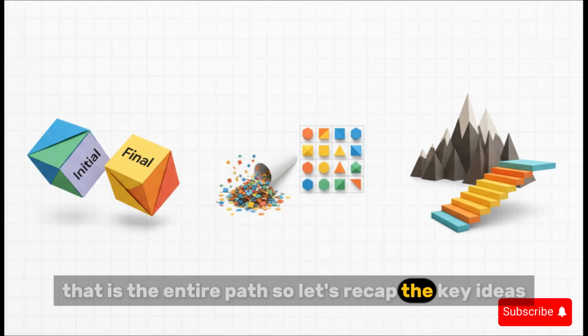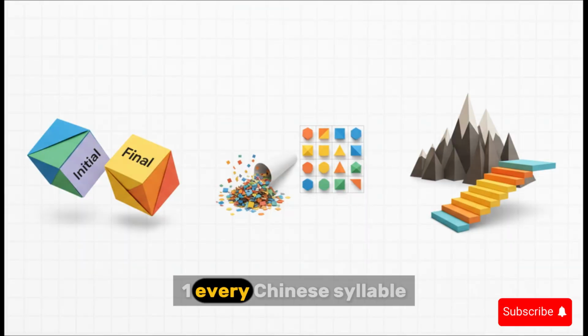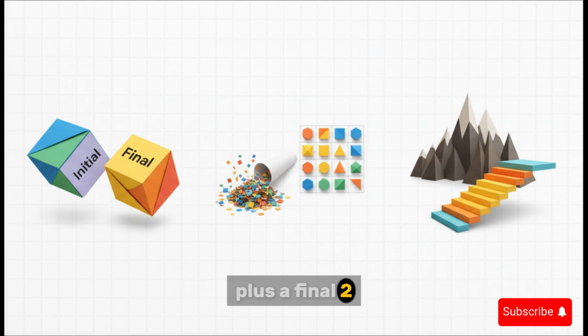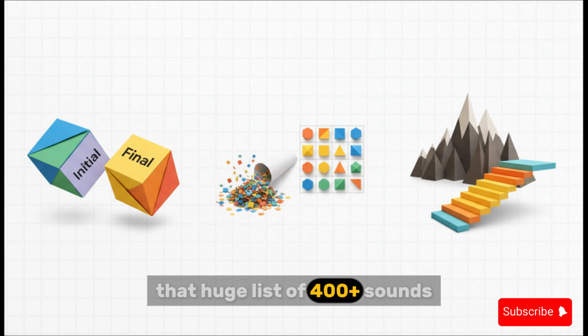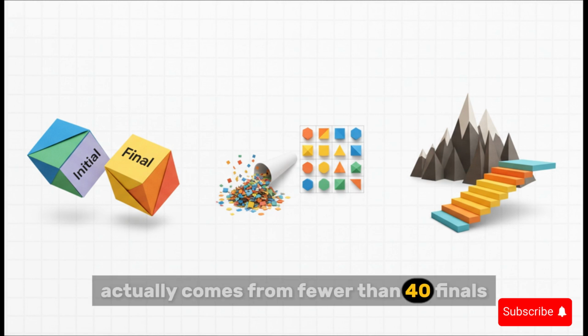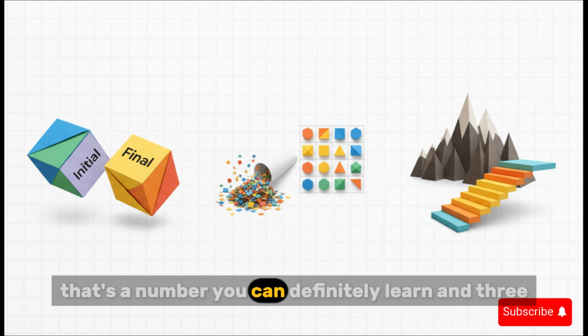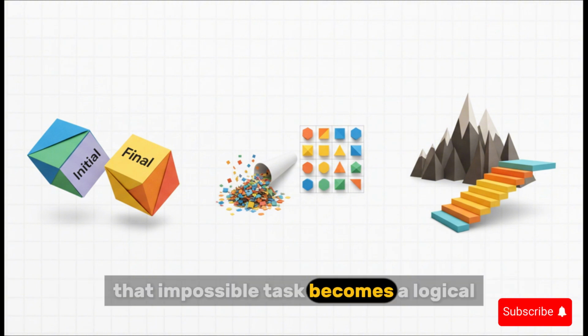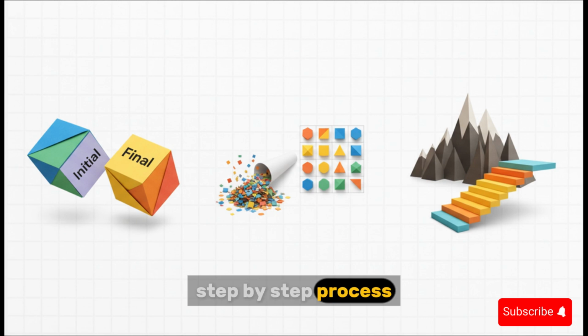So let's recap the key ideas. 1. Every Chinese syllable is just a simple combo of an initial plus a final. 2. That huge list of 400+ sounds actually comes from fewer than 40 finals. That's a number you can definitely learn. And 3. By focusing on the finals, that impossible task becomes a logical, step-by-step process.